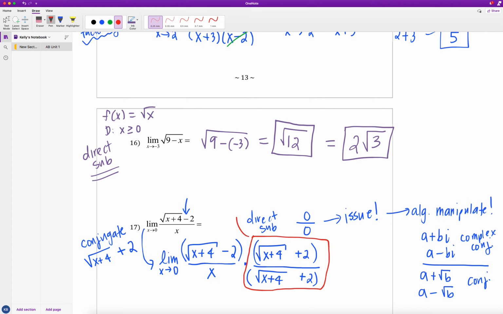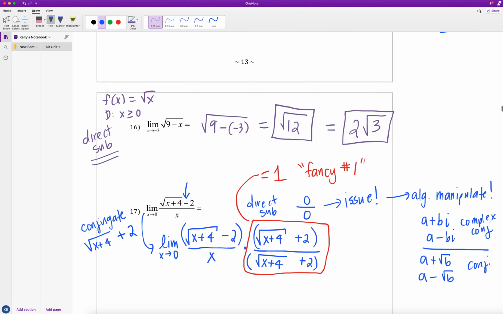This right here is really just equal to the number 1 because I have the exact same thing over itself. If I had 10 over 10, that would reduce down to 1. Same thing here: if I have the square root of x plus 4 plus 2 all over the square root of x plus 4 plus 2, that's going to reduce down to 1. So I like to call this our fancy number 1. And it's fair game to multiply by the number 1 since that's the identity and won't change the problem.